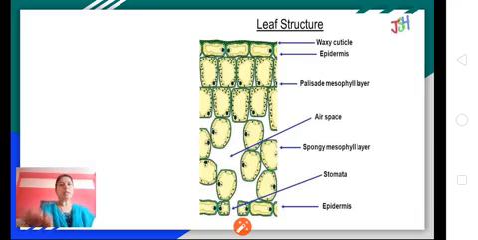If you see all these cells, you can see green patches in between, on the corners. These are nothing but chloroplasts. And then below you can see another layer, that is the lower epidermis. If you see the lower epidermis, it is not continuous, in between it has gaps. And these gaps are nothing but stomata. As I told you earlier, stomata are largely present on the lower surface of leaves.